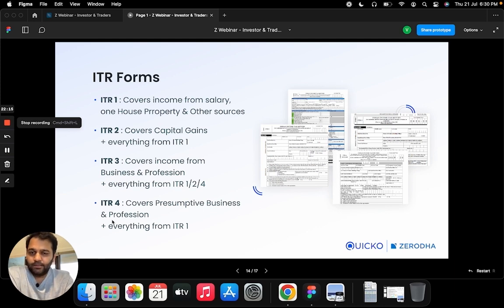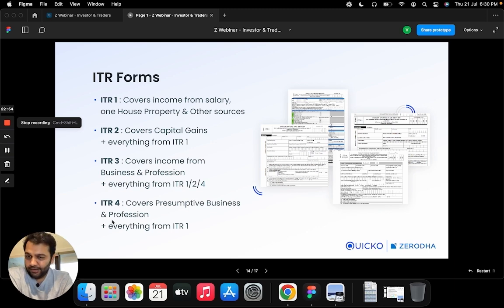ITR 4 is a simpler income tax return for small businesses or small proprietors who want to take advantage of something called presumptive taxation scheme, where instead of maintaining books of accounts and getting your books audited, what you can do is claim 6% of your turnover as your profit, at least 6% as profit, or actual profit, whichever is higher, and take advantage of presumptive taxation scheme and not having to get your books of accounts audited.